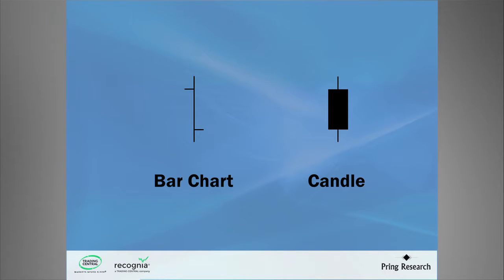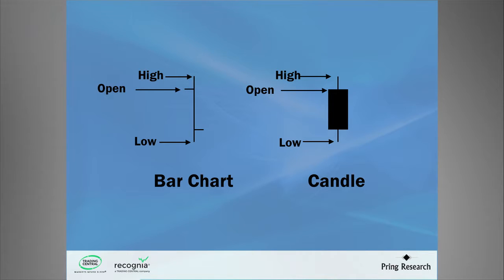The information displayed in candlestick charts is identical with that of bar charts. Each method contains the high and the low, as well as the opening and closing prices. It's the way candlesticks display the information which makes them unique and gives them special interpretive powers.